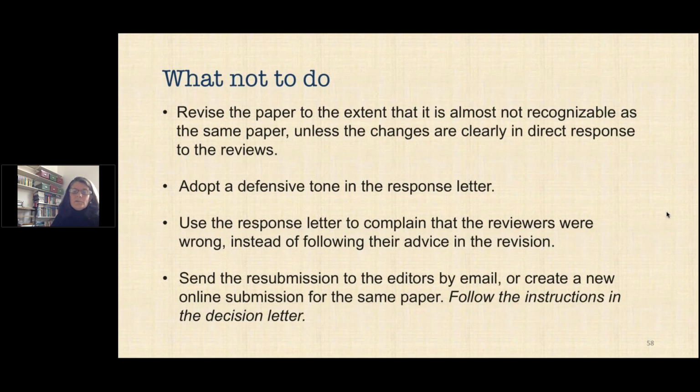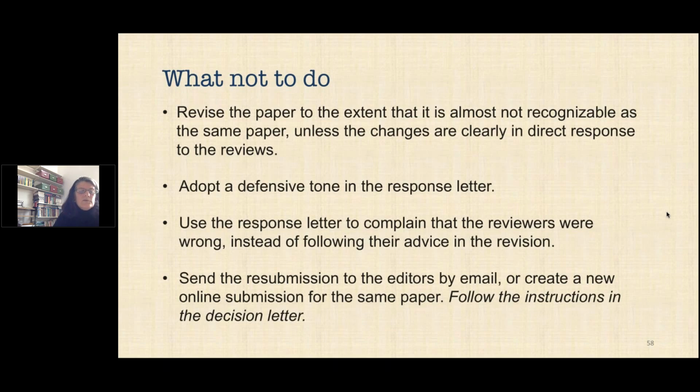Use the response letter to complain that the reviewers were wrong instead of following their advice in the revision. There's actually a very good reason not to do that, in addition to which it just doesn't reflect well on you, and that is that sometimes these lengthy conversations as to the reviewers were wrong, here's why they were wrong, oftentimes it's really appropriate for these discussions to happen in print, as part of the record for the paper. So that's another reason not to do this.